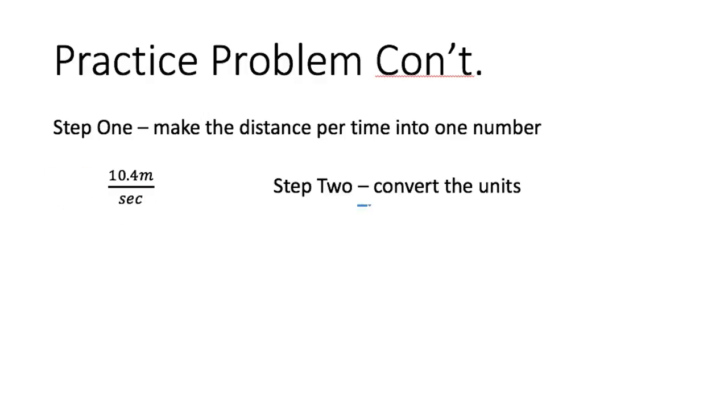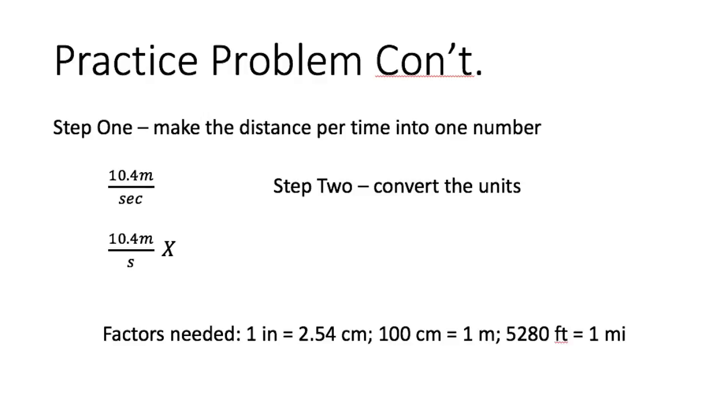Our next step is to convert the units. I'm going to take my 10.4 meters per second and use these other factors to convert it to miles per hour. I want meters to cancel, so I need meters to go on the bottom of my next fraction, which means I'm going to be using 1 meter equals 100 centimeters. So that's going to be my next step.